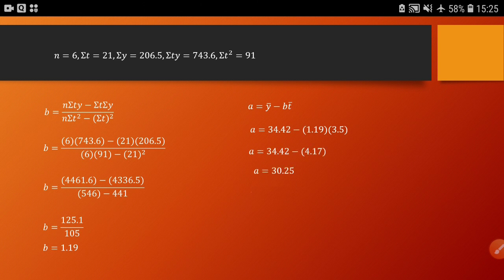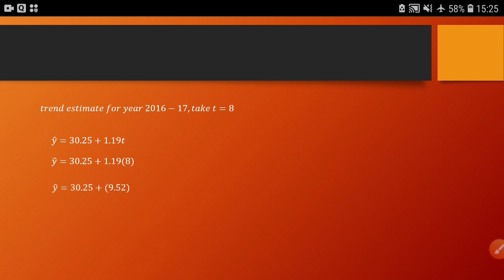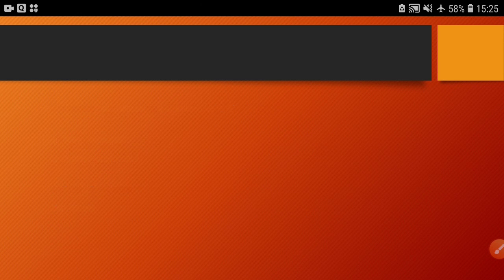So we have solved the equation. Y cap is equal to 30.25 plus 1.19 T. Now we are finding the trend estimate for the year 2016-17. And as I told you, for 2016-17, I will take T as 8. Now your Y cap is equal to 30.25 plus 1.19 into T. So Y cap is equal to 30.25 plus 9.52, which is 39.77.